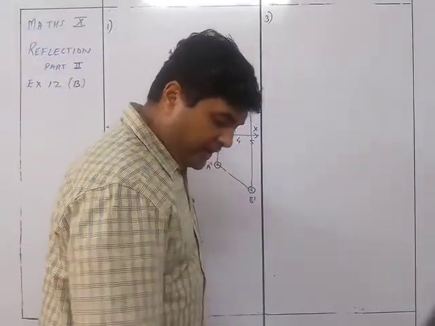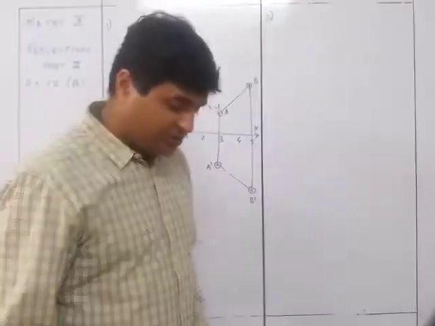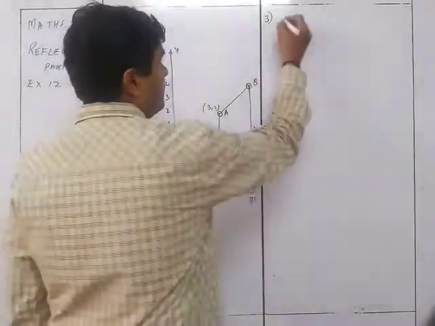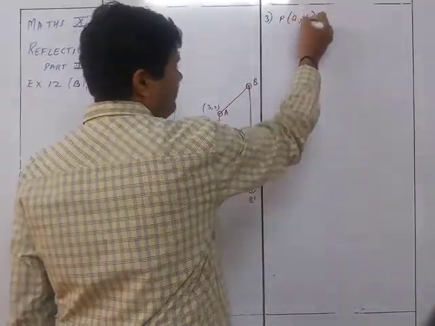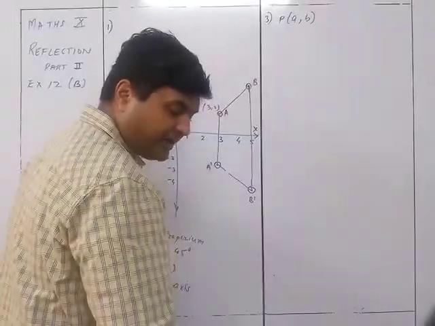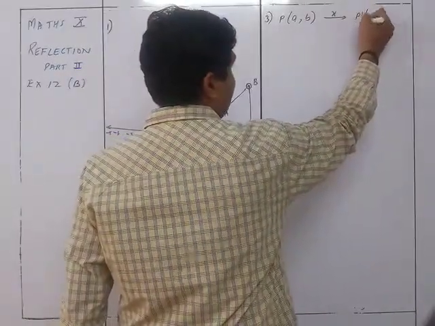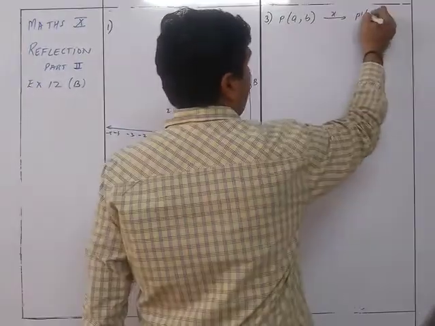Okay, here you do not need graph paper because they are just direct questions. So let's answer those. Point P is (a, b), which is reflected on the x-axis. It is reflected to P dash, which is given as (5, -2).